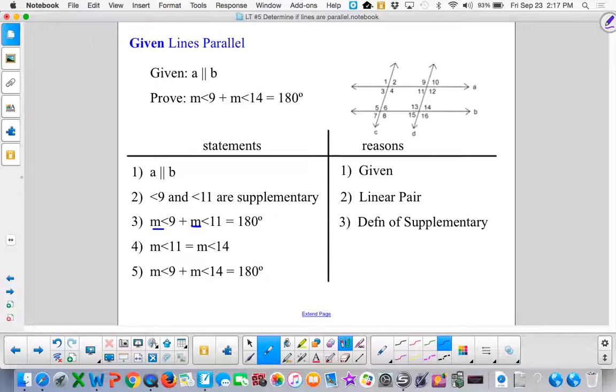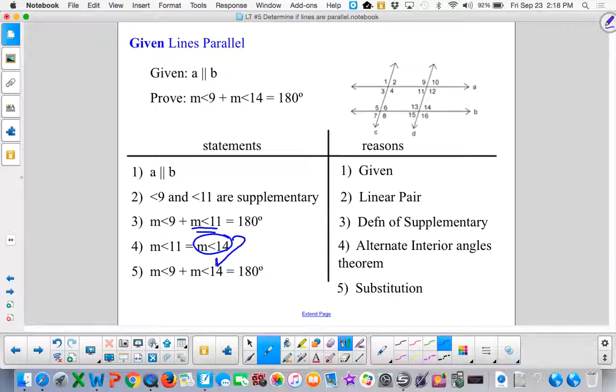Now, 9 and 11, the measures are equal because the definition of supplementary. Now, what allows me to say measure of 11 must equal the measure of 14? By the alternate interior angles theorem. But why can you use alternate interior angles? Because A is parallel to B. And 11 and 14 are alternate interior angles. So that's perfectly fine to say. Then I've got 9 and 14 add up to 180 by substitution. So I took out 11, replaced it with 14. Substitution.